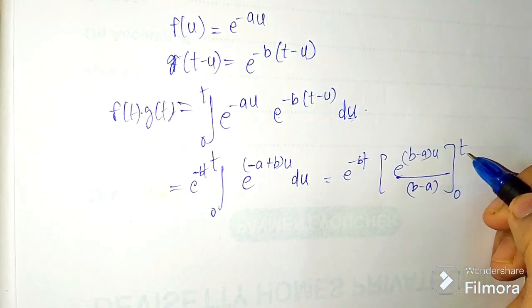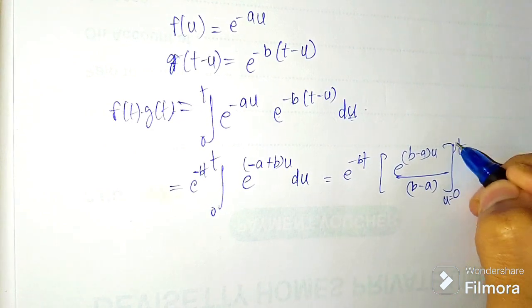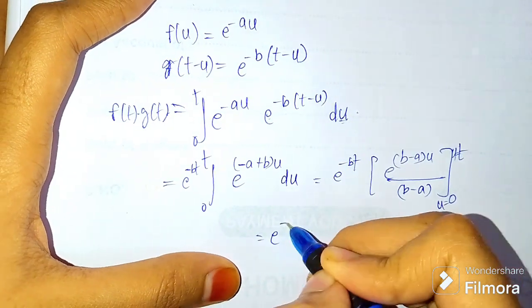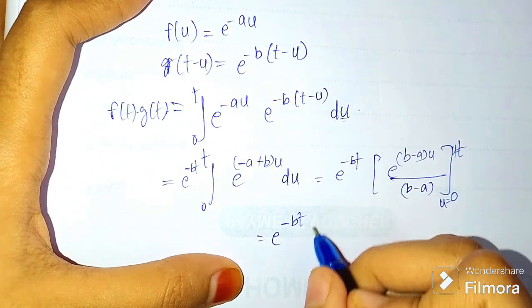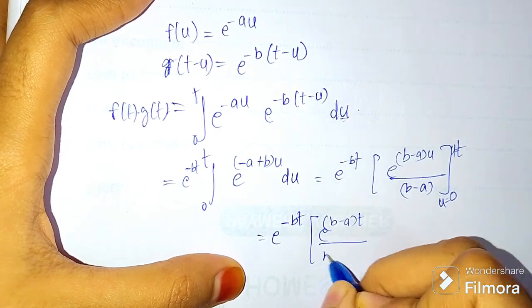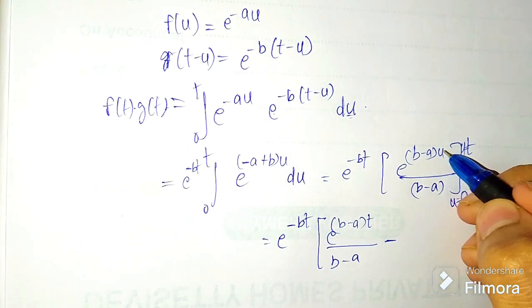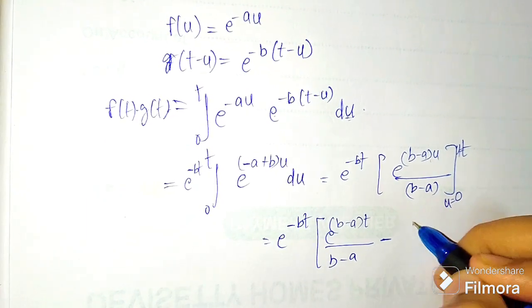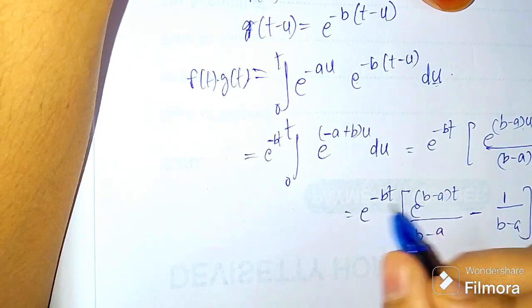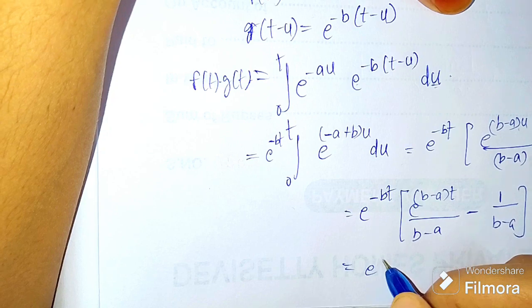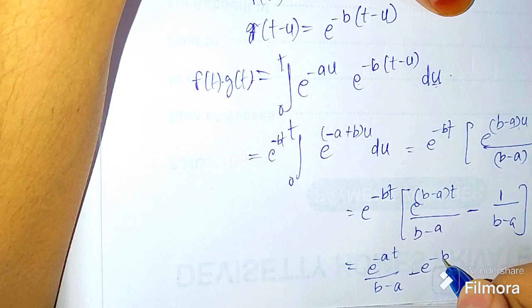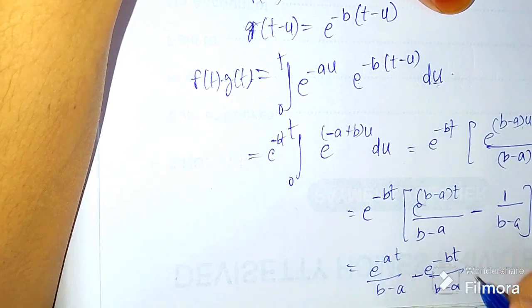Now where should I apply these limits? These are my u limits, so I should apply them in place of u. We'll get e power minus bt into e power (b minus a) into t by b minus a, minus the lower limit: anything to the power 0 is 1, so 1 by b minus a. We multiply this inside, bt gets cancelled, and we are left with e power minus at by b minus a minus e power minus bt by b minus a.